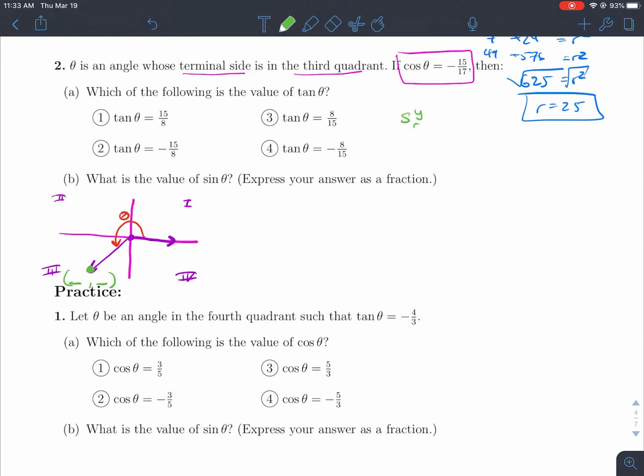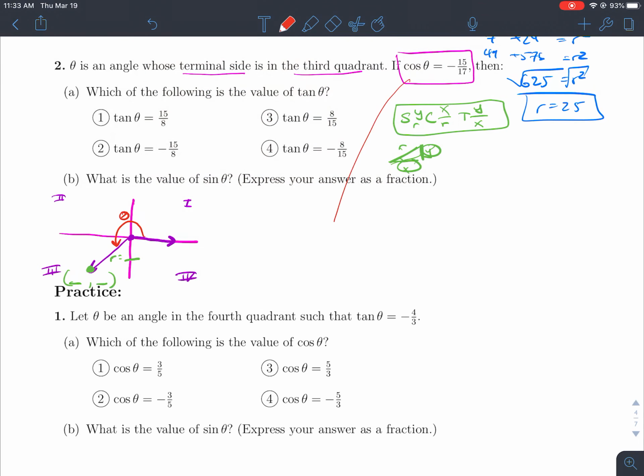And because we're trying to find the trig functions, we're going to use sine as y over r for an angle, opposite over hypotenuse, y over r. Cosine is x over r, because that would be the adjacent. And tangent is opposite over adjacent, so y over x. So we need to have the x and y values and also the r value. So which of the following is the value of tangent of theta?